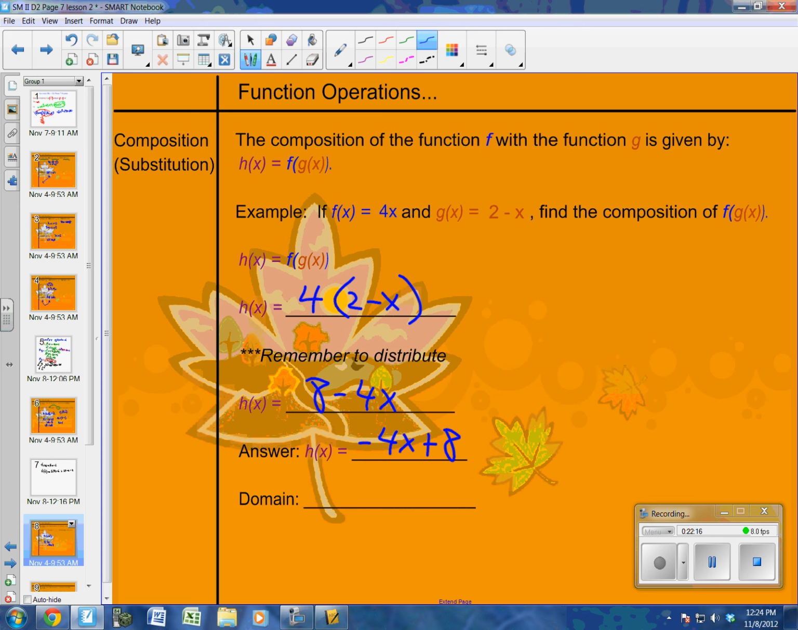All right, what's the domain? No, 4x minus 8 is different. 8 minus 4x, you could leave it like 8 minus 4x, yes. But we usually write things in descending order of exponents, so we write the x first. Okay, the domain is what? All reals. Okay. All right, next slide.